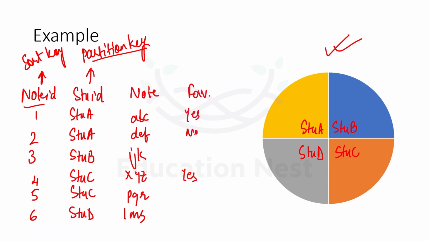If you try to imagine it over here, when I try to say that give me all the notes created by student A, then instead of going through the entire table, this is a very small table that we have taken as an example. But in real life, the tables are really very huge, having tons of data inside of it. So if I want to find all the notes created by student A, then instead of reading the entire table, it would be great if I just hit the partition of student A and I collect all the data from there.